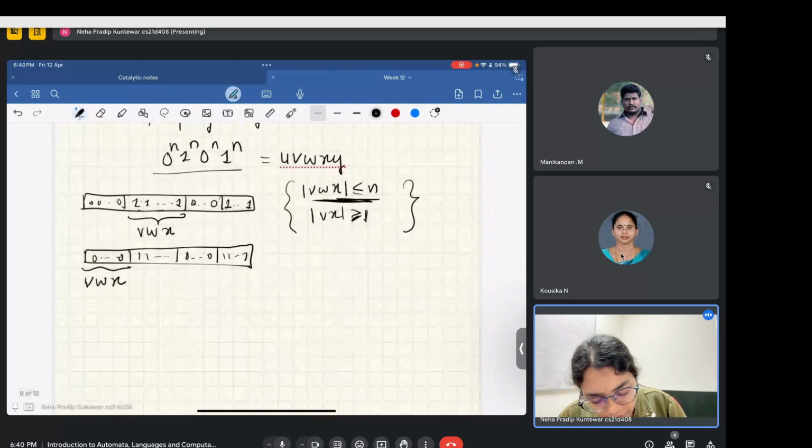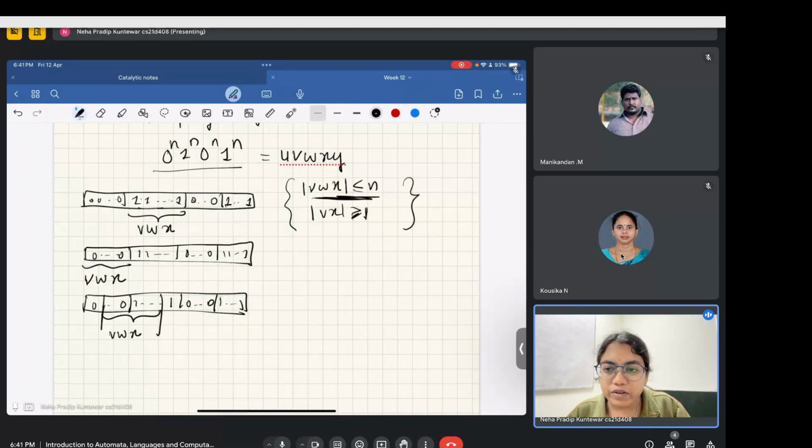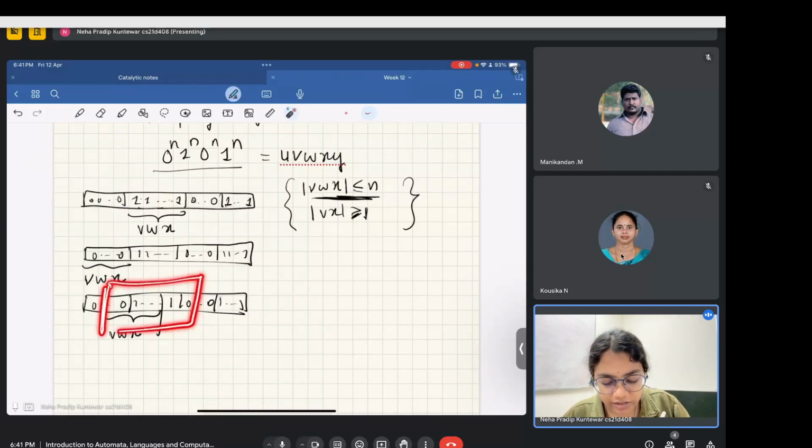Or the only other possibility is that it is interspersed. So maybe it takes some zeros from here and some ones from here, so maybe the vwx chunk looks like this. But it can never be the case that the chunk starts from here and goes till here. This is never possible, because for that to happen, it would have to cross over all the n ones here, but the length of this chunk is n only. So in general there are only two cases possible.